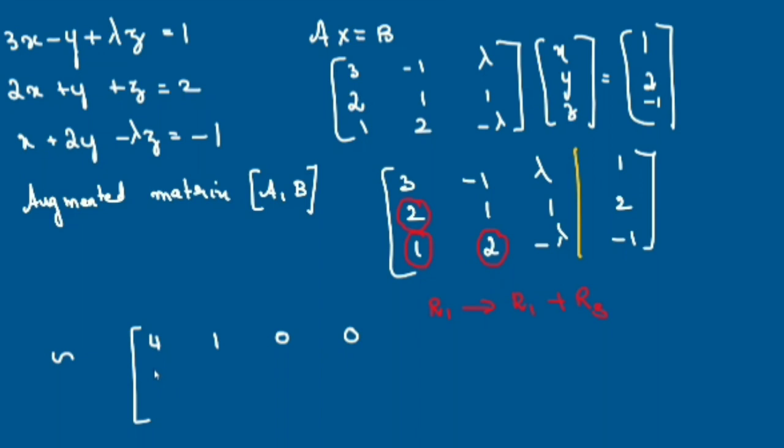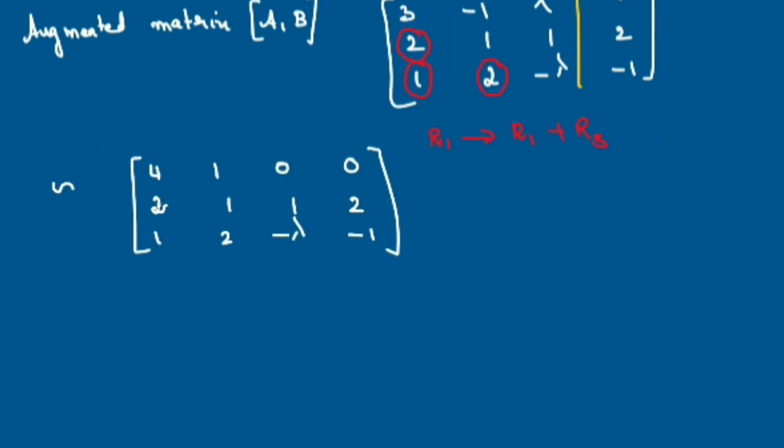So the second row is 2, 1, 1, 2. The third row is 1, 2, minus lambda, minus 1. Now our aim is to make this 0. So that means R2 is 2R2, because we have to make this 0, and only then we can get 0 here. This should be 4, only then you will get 0. So I am multiplying this by 2: 2R2 minus R1. Similarly, R3 must be 4, only then I will get 0 here.